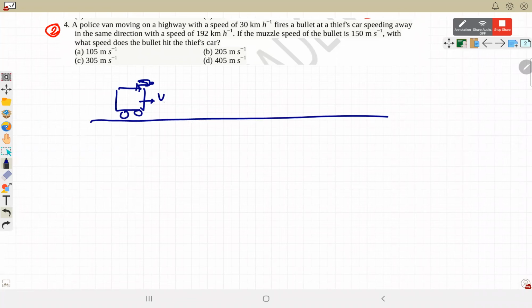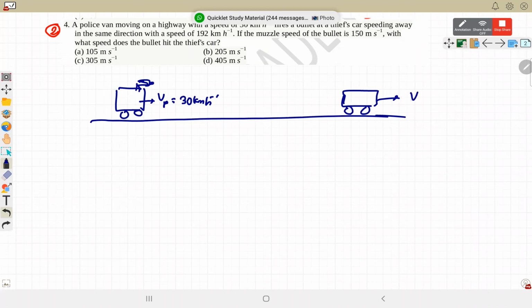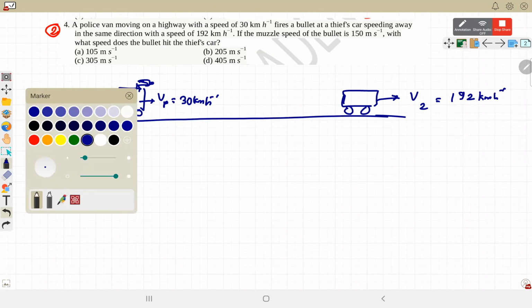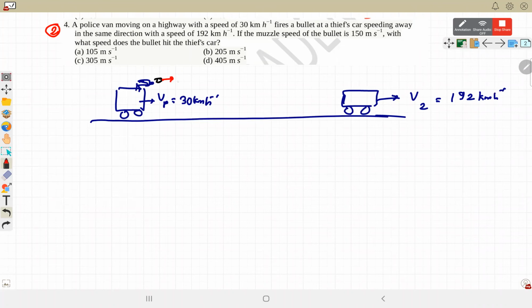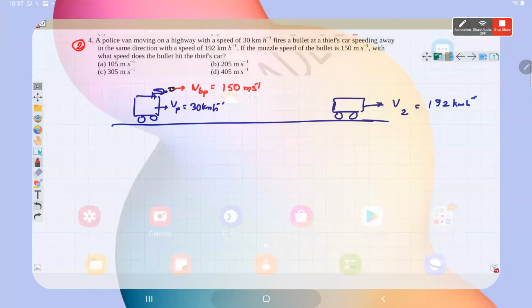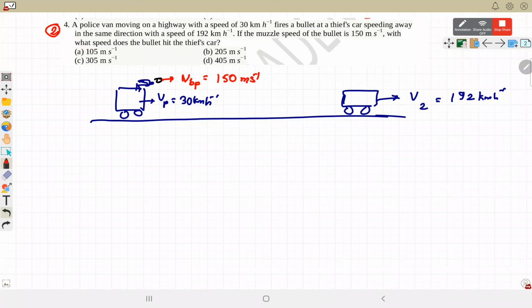The velocity of the police car is 30 km per hour, this van, and a thief car, this is moving in the same direction with a speed of 192 km per hour. If the muzzle speed of the bullet is 150 meter per second, muzzle speed means the relative speed of the bullet. So the bullet velocity with respect to the police van is 150 meter per second. You have to find the speed with which the bullet hits the thief's car. This is the thief car, this is the police car.